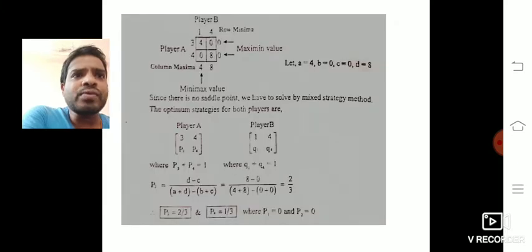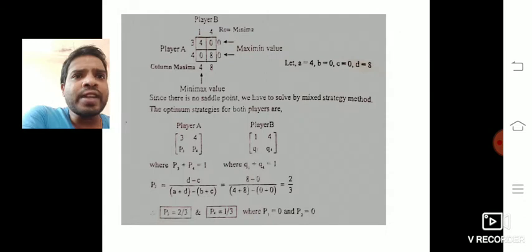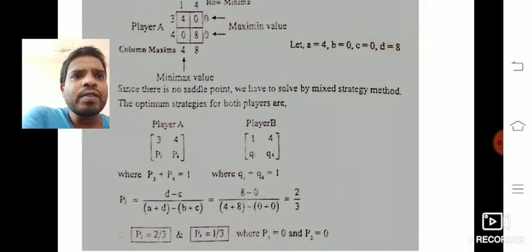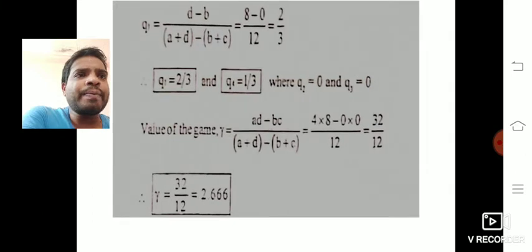Apply the probability formulas: for player A, P3 and P4, and for player B, Q1 and Q4. Now we are getting the values here. P3 is 2 by 3 and P4 is 1 by 3. Now Q1 is 2 by 3 and Q4 is 1 by 3. Apply the value of the game formula, (AD minus BC) divided by (A plus D minus B plus C), that will give 32 by 12, and reduced, we will get 2.66.